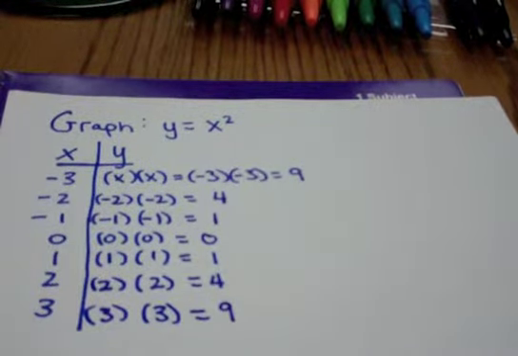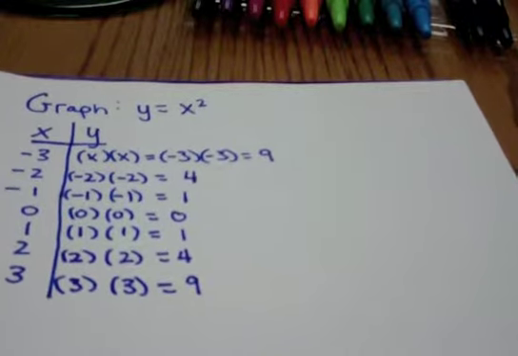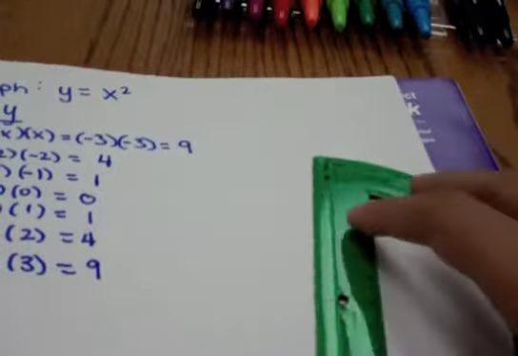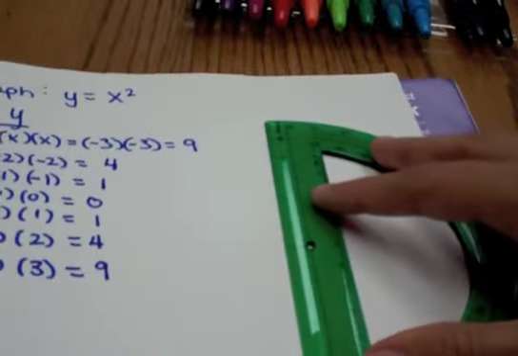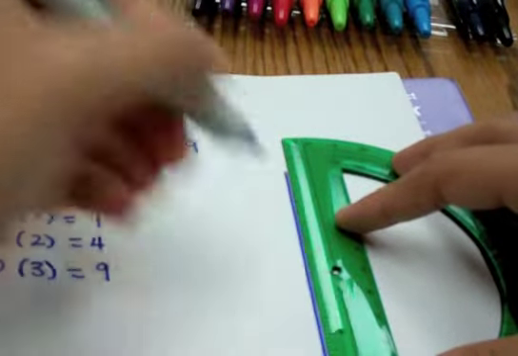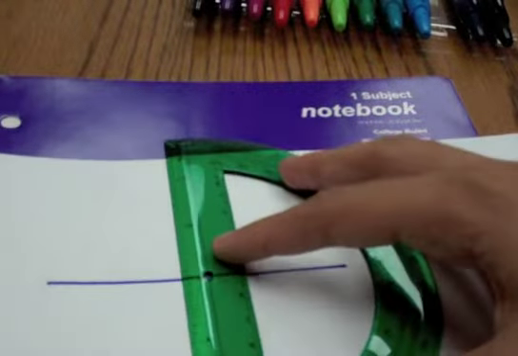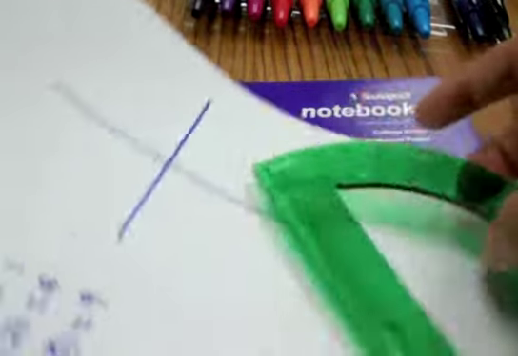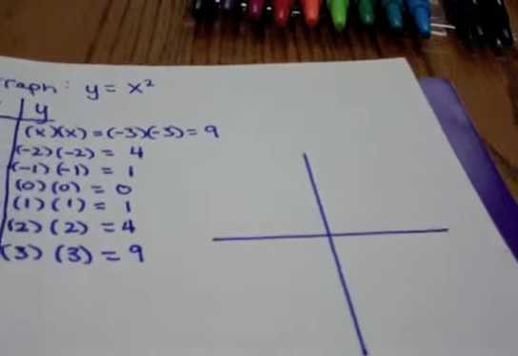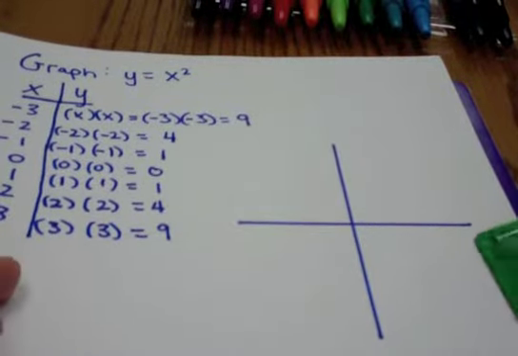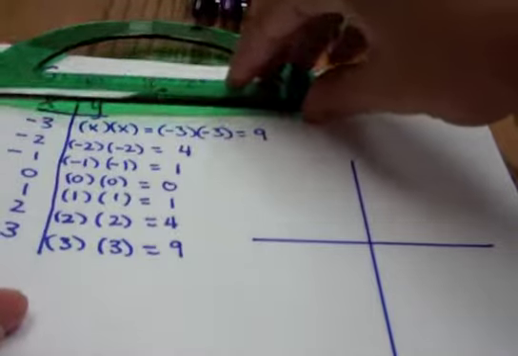So now we have the points that we need to plot. Now let's go ahead and graph this. So I'm just sketching this. You could use graph paper if you wanted. I just want to show you the shape of the graph. So I'm just going to kind of sketch it.